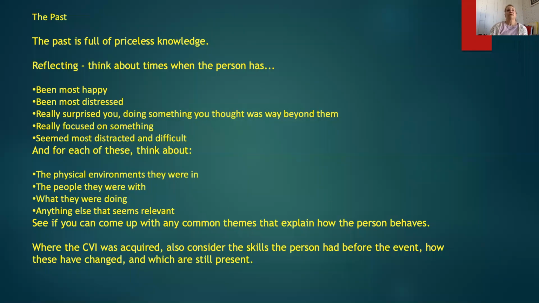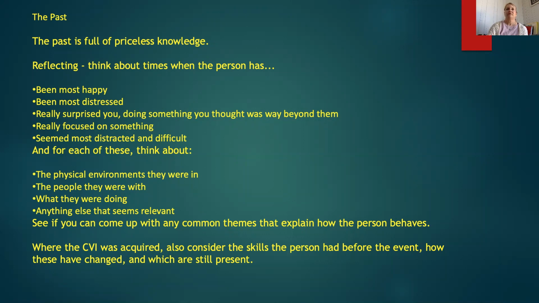So we're going to look at this. Think about a child on your caseload that you're thinking about, and you wonder if this child might have a CVI, or what am I supposed to be looking at? And this to me is very helpful in trying to discern some of that. So let's look first at the past. The past is full of priceless knowledge.